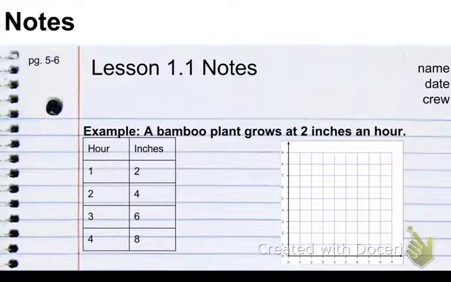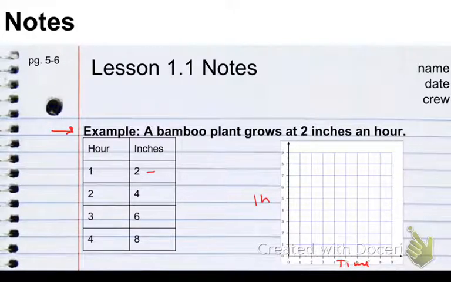Okay. An example of a linear equation. I'm just going to start with an example, and then we'll put down the definitions. A bamboo plant grows at 2 inches an hour. So at hour number 1, it's 2 inches tall. So I go over and I mark it off that the bottom one here is time, and this is inches.